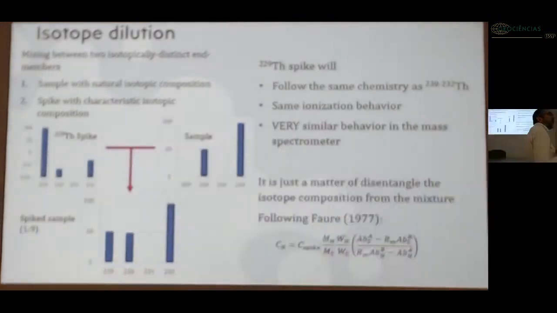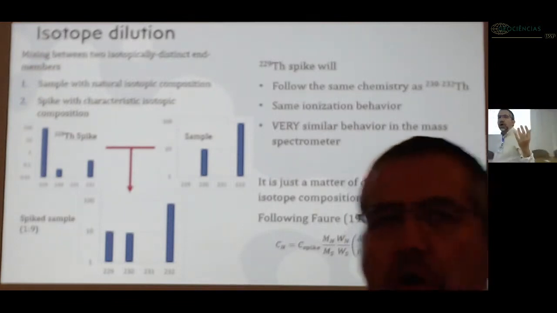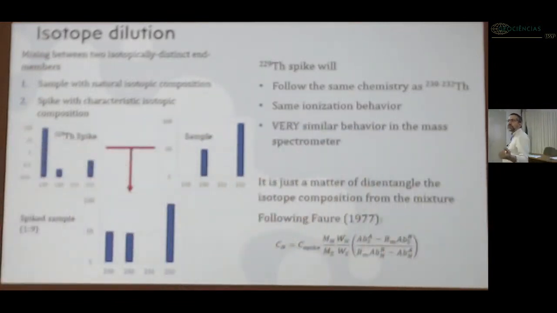A mixing line is basically the result of mixing two different things at different proportions. So for example, who had coffee this morning? Everybody had coffee this morning, most people. Who had sugar in it? Okay, so how many sugars? Two? One? I should say three now. Three, okay. Thank you very much, I appreciate your help.